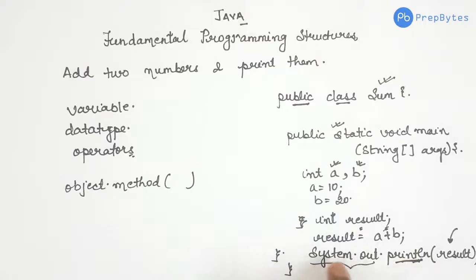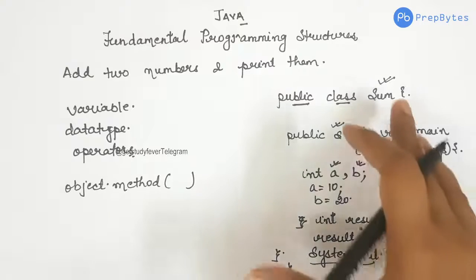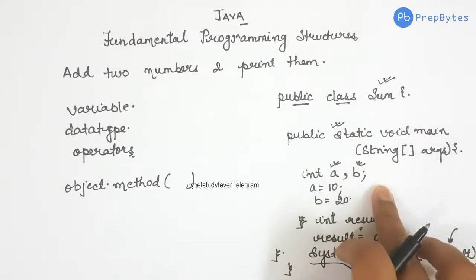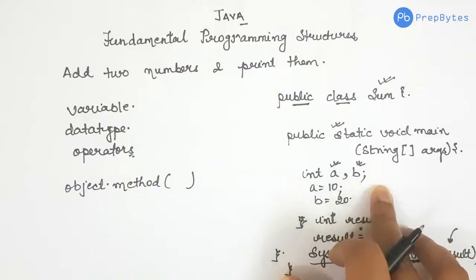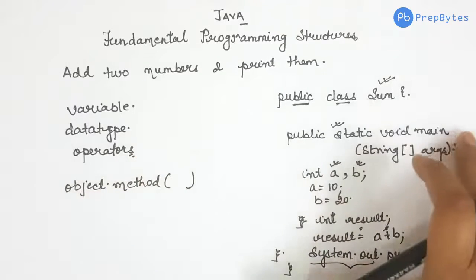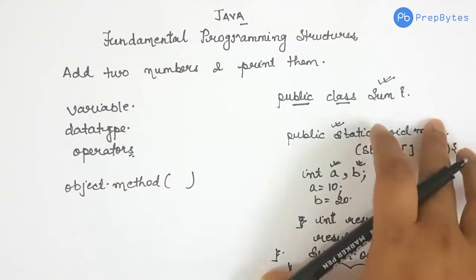How this is an object, like what is System.out, we will talk about in detail when we go on to discuss classes and objects. As of now, this is a Java program, and from this Java program, we will go on to talk about all the fundamental things. We will talk about variables, data types, operators and many other things. So this is how we have written the first Java program.